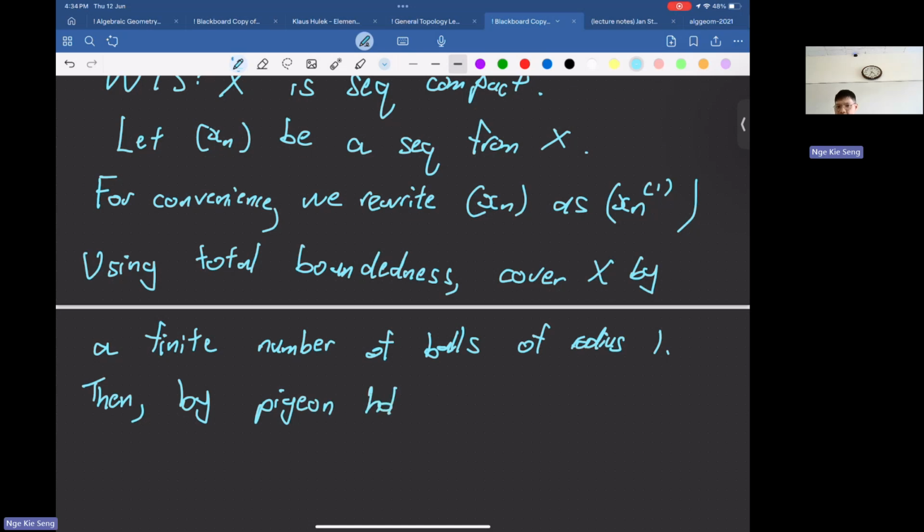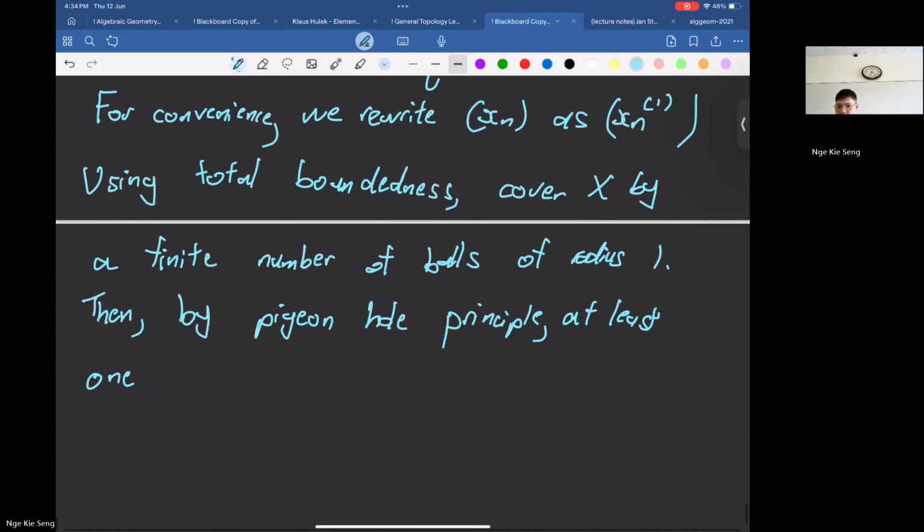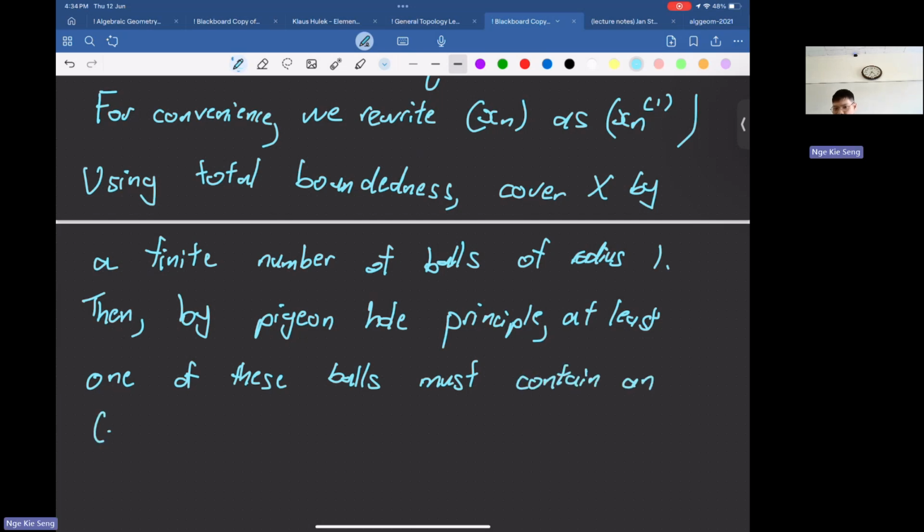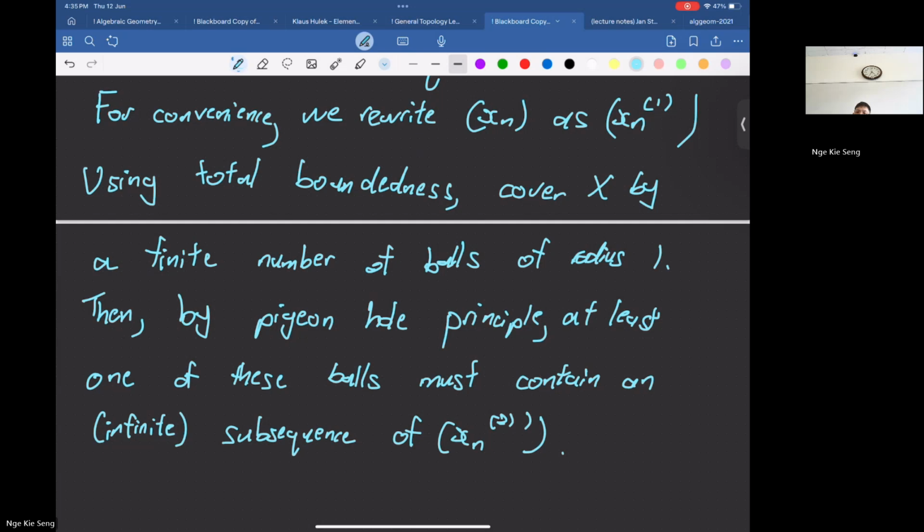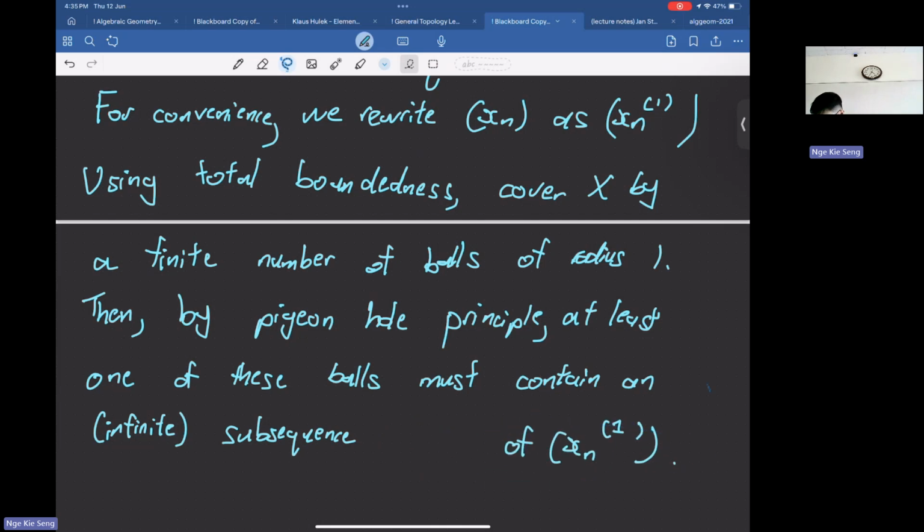What does pigeonhole tell us? You have finitely many balls, but you got infinitely many terms here. So at least one of the balls must contain exactly an infinite subsequence. Let's call it Sn2. So this is a subsequence of Sn1, and then we call it Sn2. Okay, makes sense? So we go into the ball and then pick it.